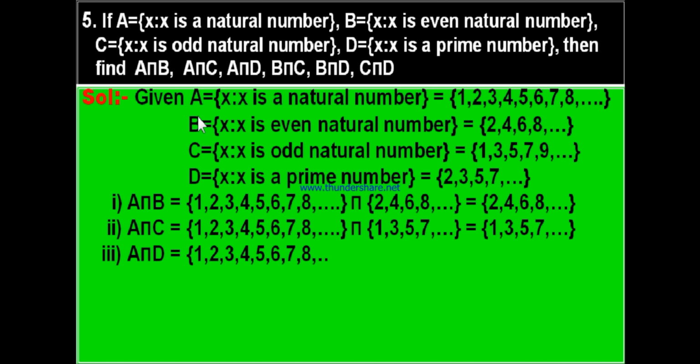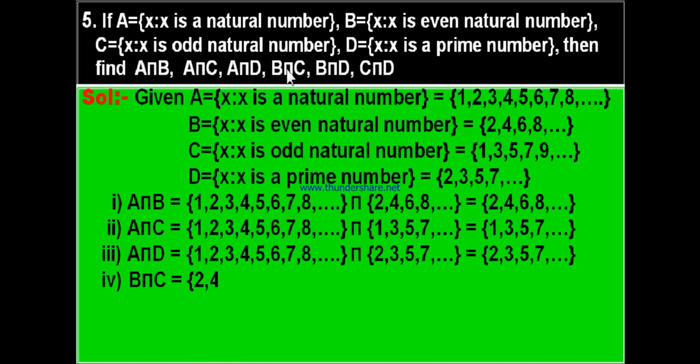Third bit, A intersection D. A intersection D is equal to set A, 1, 2, 3, 4, 5, 6, 7, 8 and so on, intersection set D, 2, 3, 5, 7 and so on. This is equal to the set of 2, 3, 5, 7 and so on. This is A intersection D.